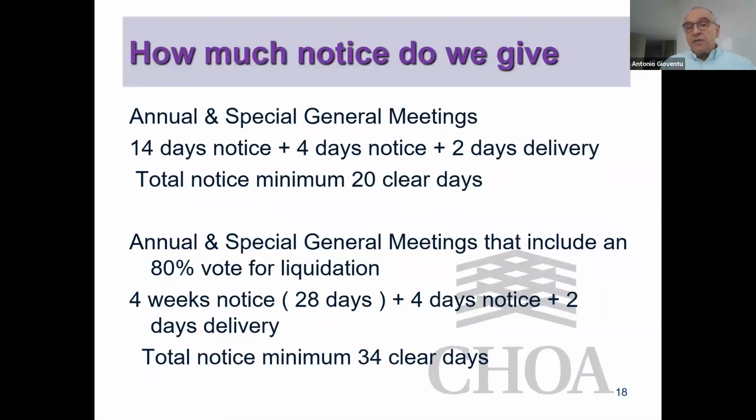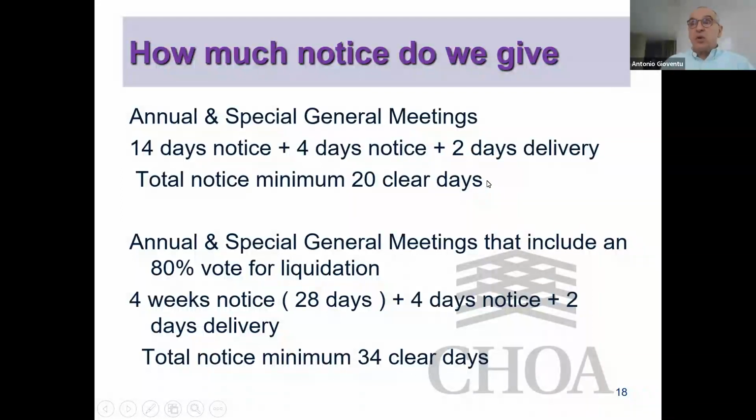When we're issuing notice for an annual or special general meeting, it's 14 days notice, but the notice period under the Act also requires 4 days, plus the 2 days delivery under the Interpretation Act. So the day it was sent, the day it was received. So the total minimum notice is 20 clear days.